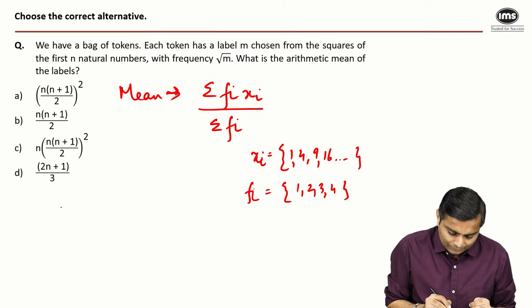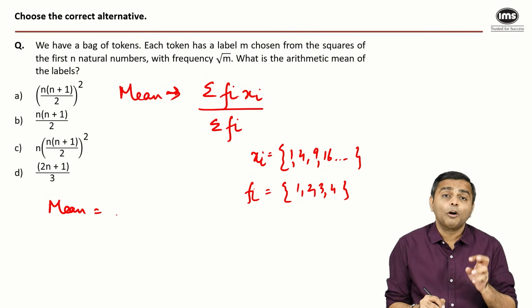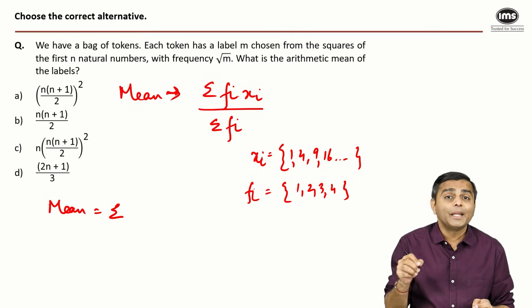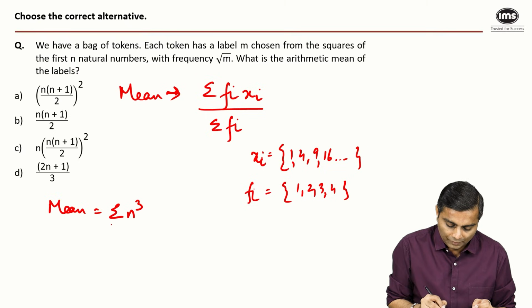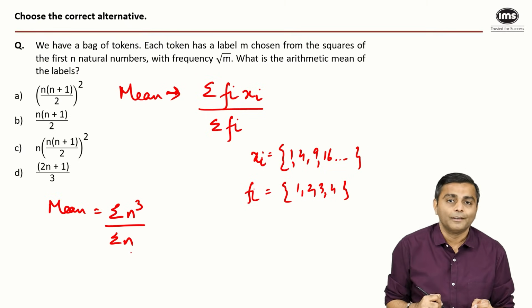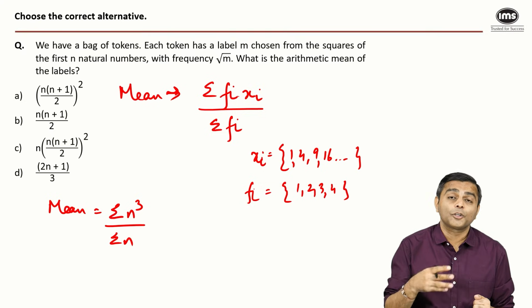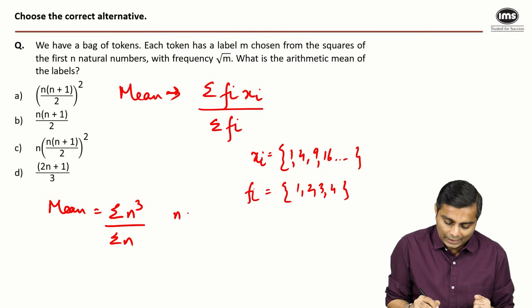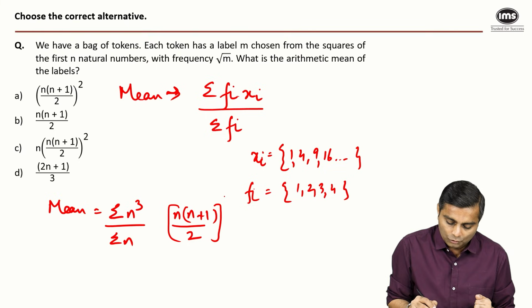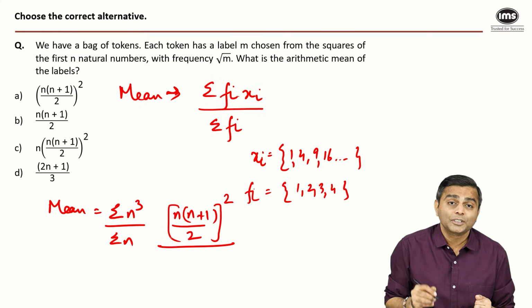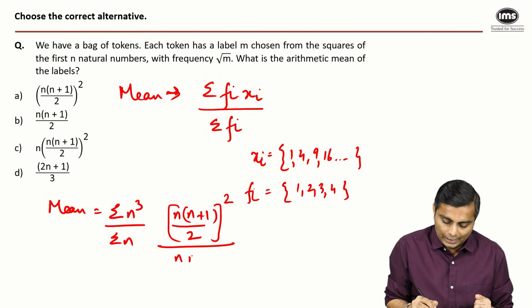So, the mean is summation of n square into n. So, I am just going to write summation of n cube upon summation of n. Now, you should know it becomes a very simple formula. Summation of cubes of the first n natural numbers, n into (n plus 1) by 2 the whole squared, divided by summation of the first n natural numbers, n into (n plus 1) by 2.